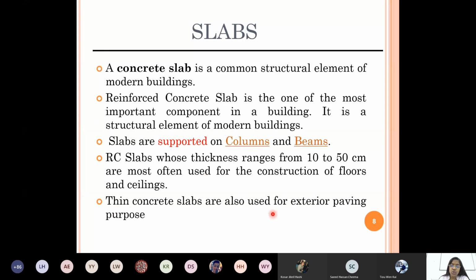Thin concrete slabs are also used for exterior paving purposes, right? Thin slabs as a portico slab, a portico roof or just a veranda. These carry less loading, covering only the lateral loading of the wind or the people moving in and out. That may be slimmer than the main roof and main flooring structure.